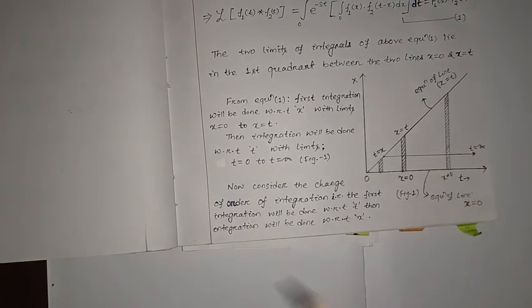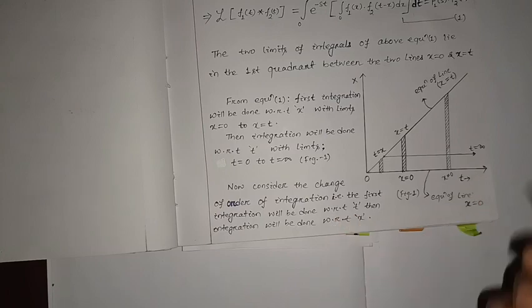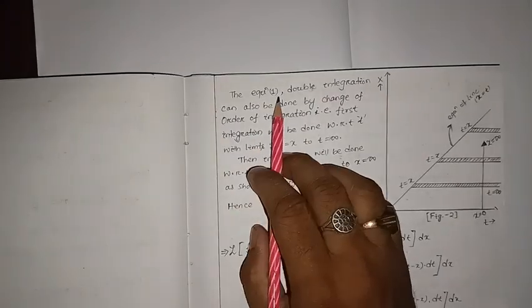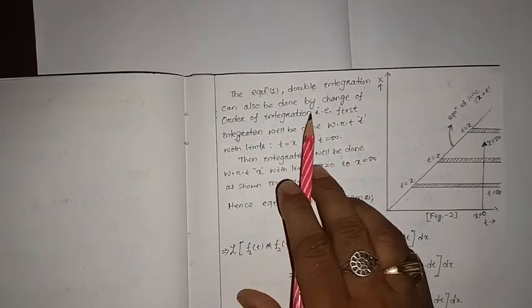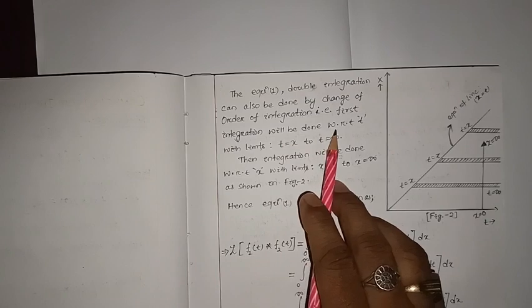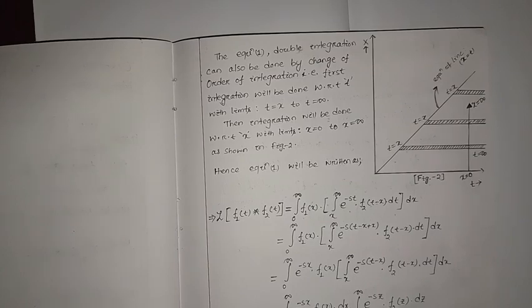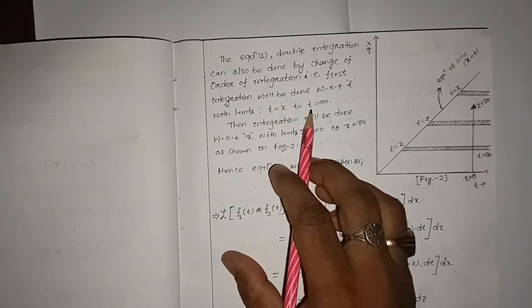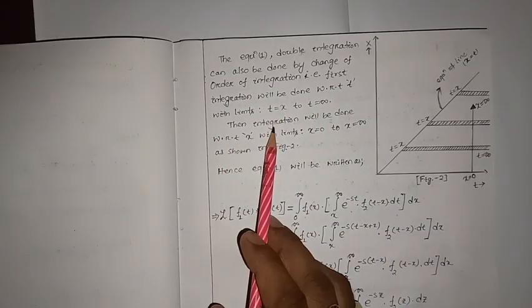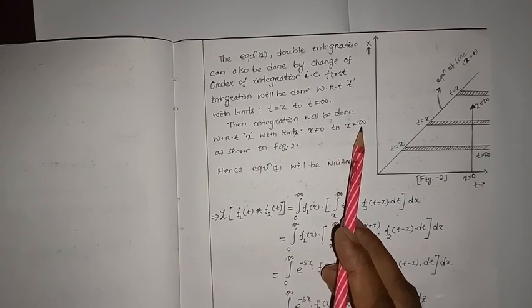Now we are going to consider the change of order. That means first we are going to integrate with respect to t, then with respect to x. So the double integration in equation number 1 can also be done by change of order of integration. That is, first integration will be done with respect to t, whose limits change from t equal to x to t equal to infinity. Then integration will be done with respect to x with limits x equal to 0 to x equal to infinity.